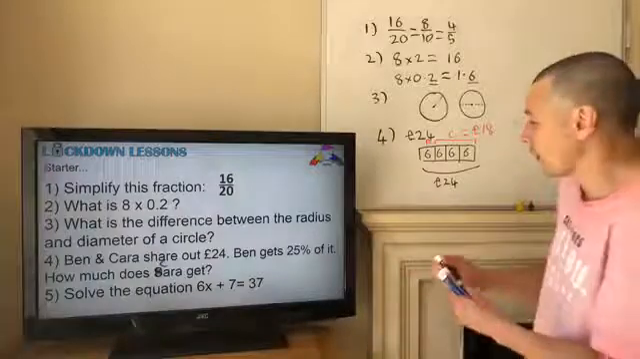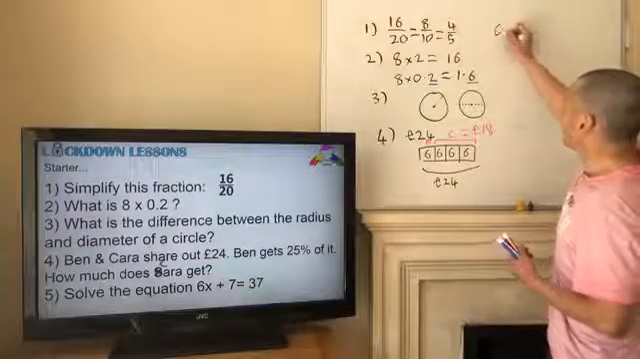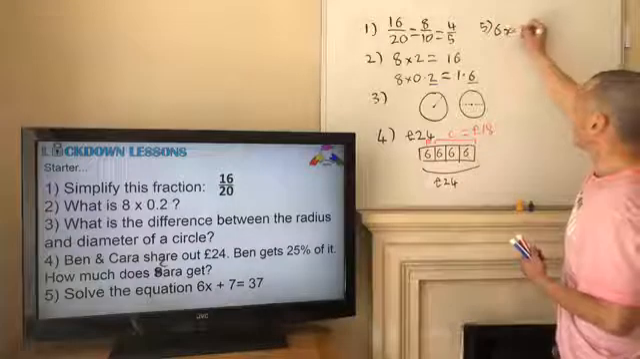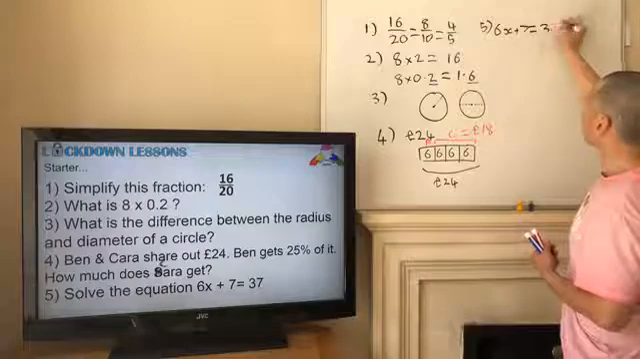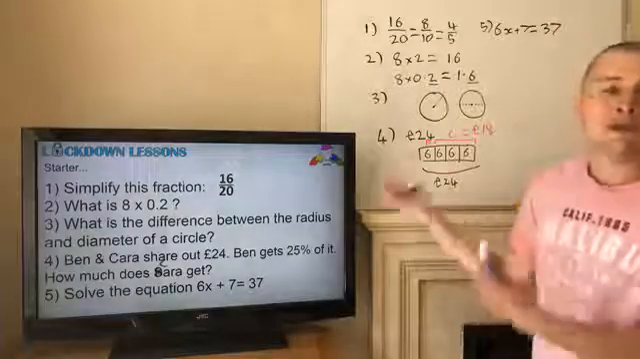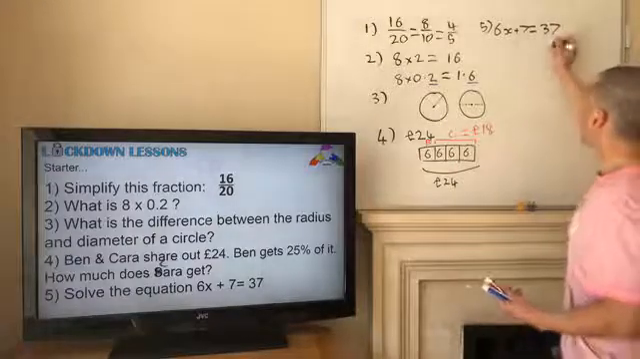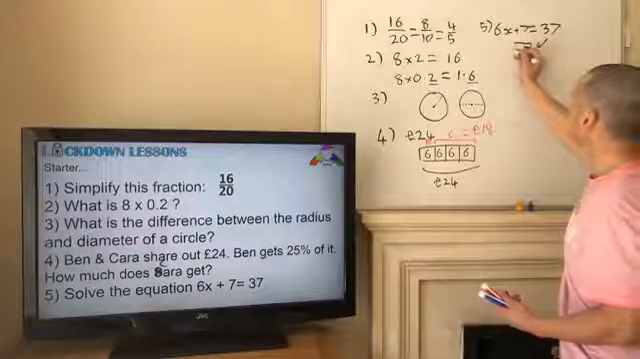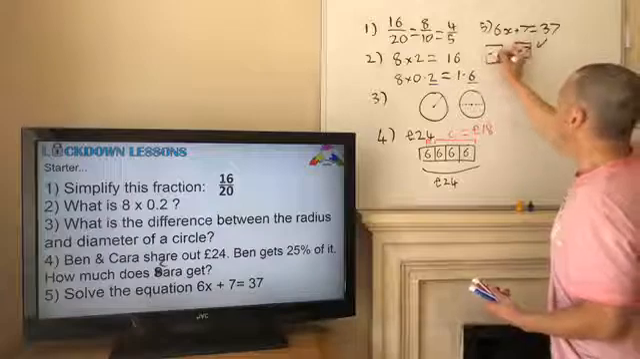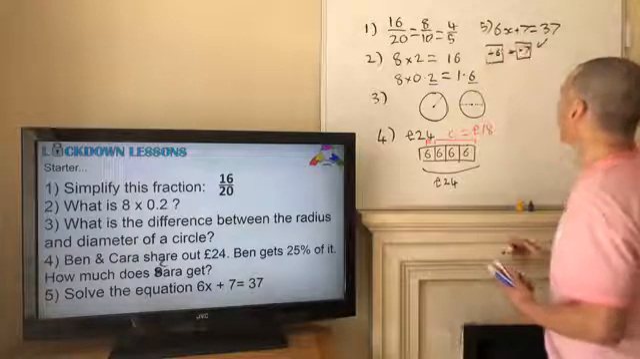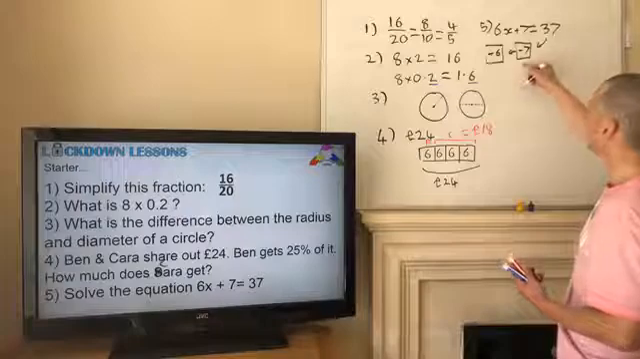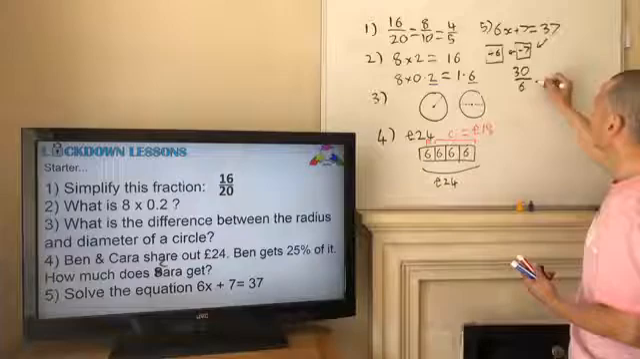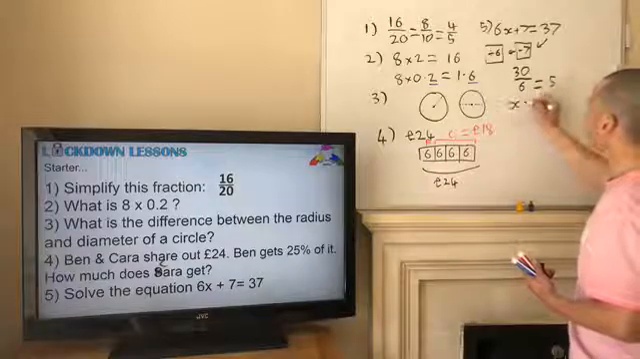And the last one, solving an equation, lots of different ways to do this. The important thing is that you are working backwards. So if you've got 6x plus 7 equals 37, you need to be doing reverse steps. So I would say, if you're doing this kind of method, I'm going to take away the 7, and then I'm going to divide by the 6. Those are my 2 steps. So 37 take away 7 is 30, and then I'm going to divide that by 6. It gives me 5, x equals 5.